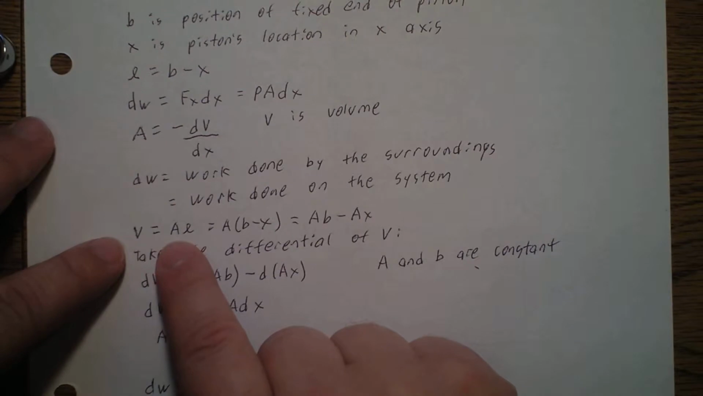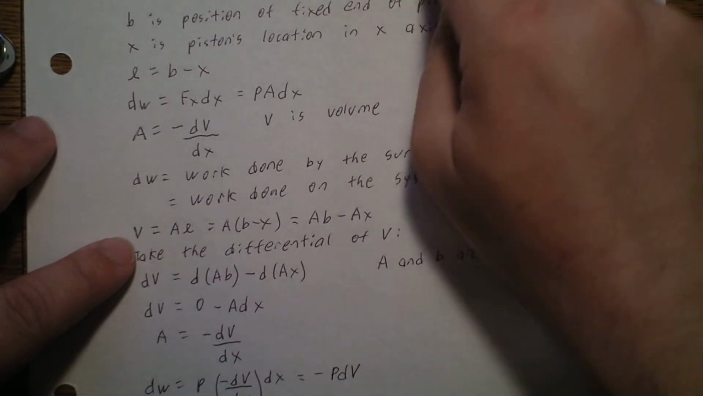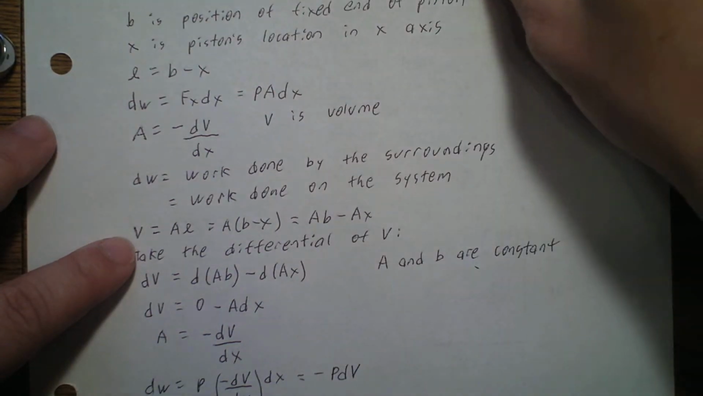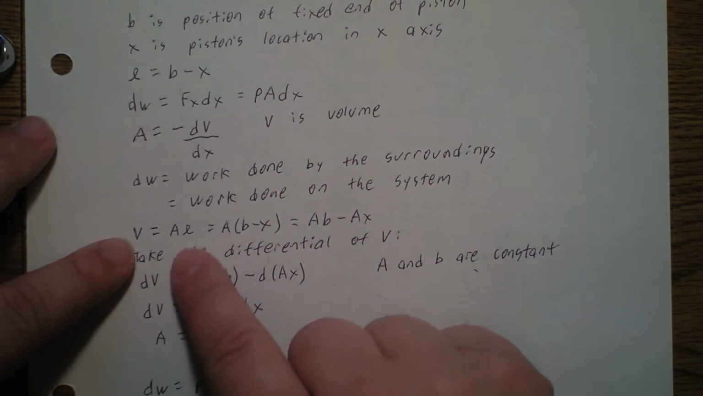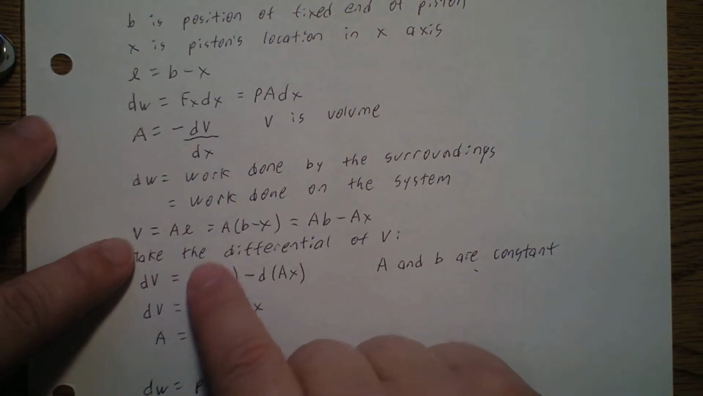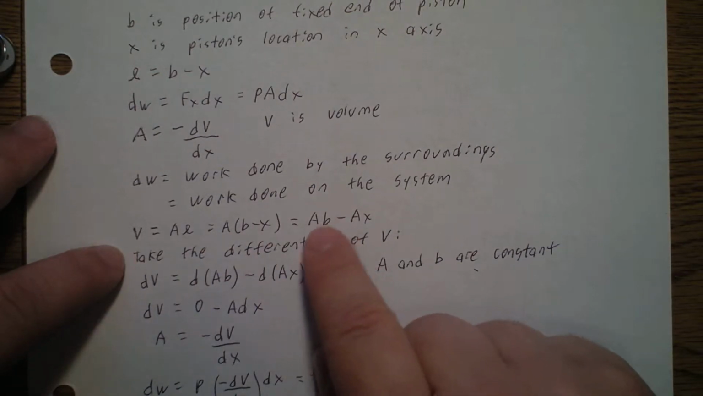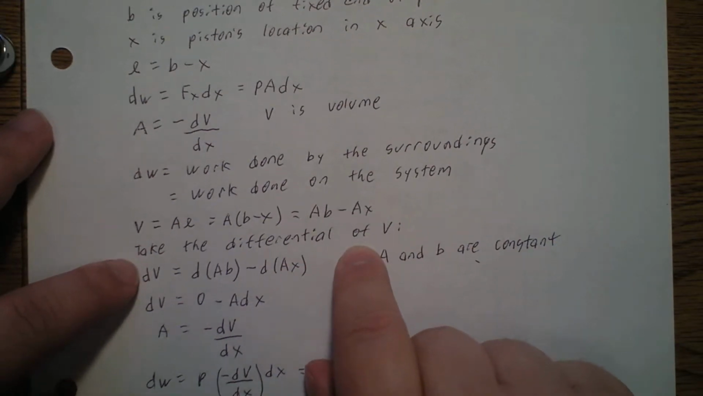Now volume is equal to the area times the length. So the volume of the piston here is equal to the area of the piston times whatever height of the piston. Substituting in length as b minus x, we have the volume as area times b minus x. Distributing, we get volume is equal to ab minus ax. So we want to take the differential of V, the differential of the volume.